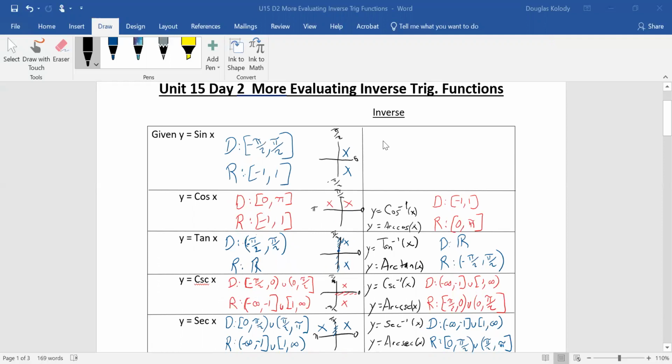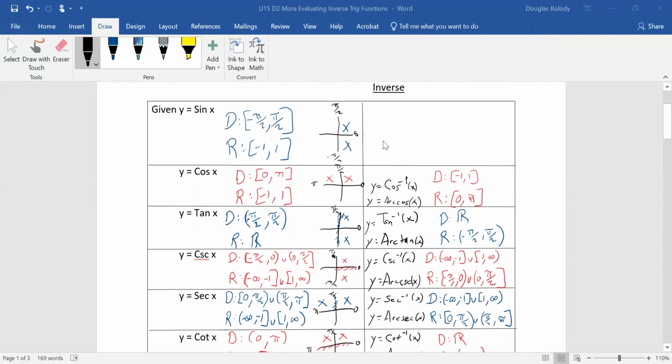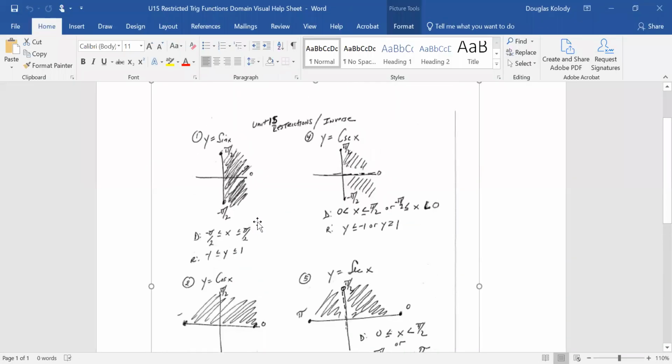So we're evaluating more inverse trig functions today. What I did was I pre-wrote all of the restricted domains of the capital trig functions, capital sine, capital cosine, and tangent. Where did I get these restrictions from? I got them from Miss Shoemaker's awesome sheet where she did all the trig restrictions.